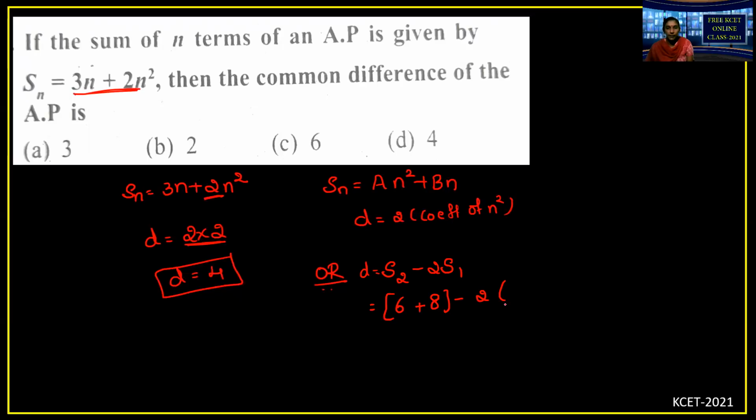So we get 3 plus 2, 5. So 6 plus 8 is 14 minus 10, that is 4. The common difference is 4. So either you can use difference is equal to S2 minus 2S1, or else if you remember the formula, D is equal to twice the coefficient of n square, then directly you can select the option. Option D is the solution.